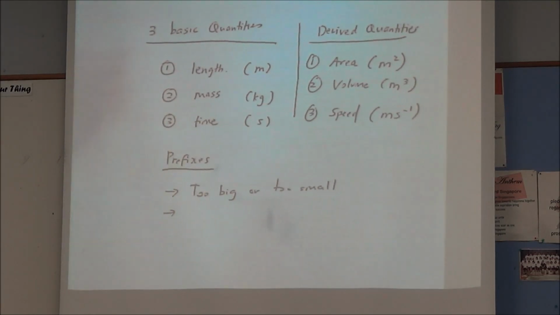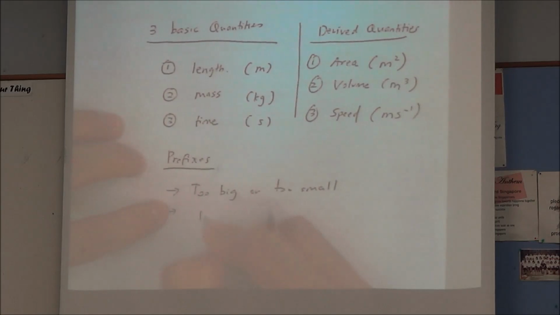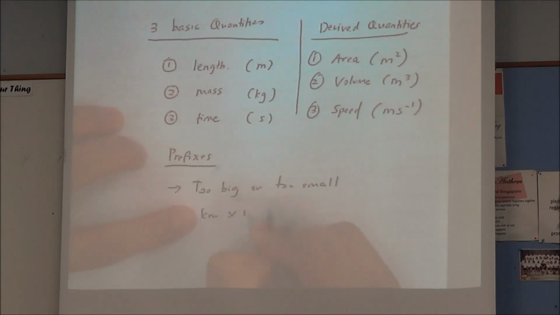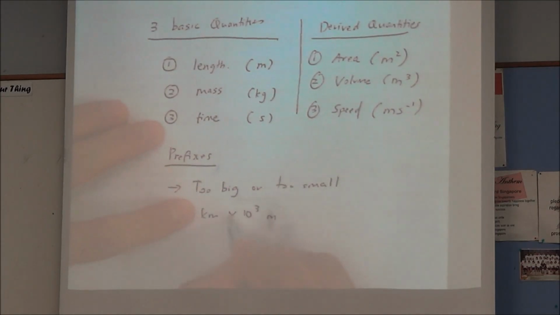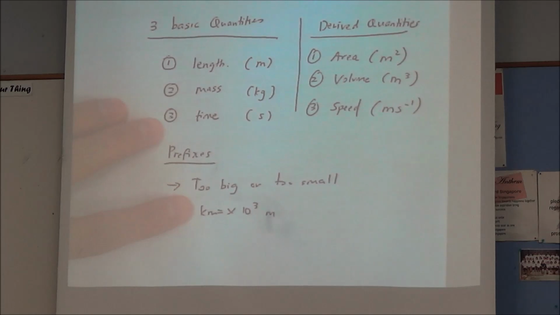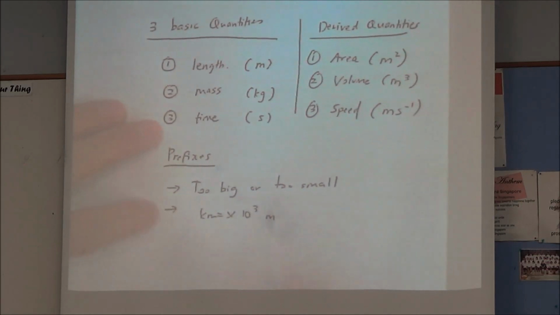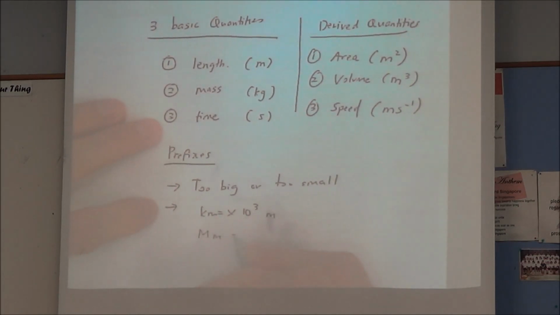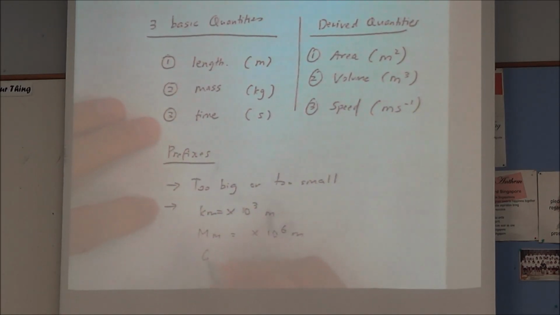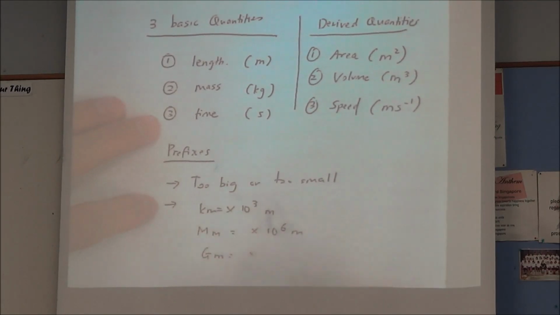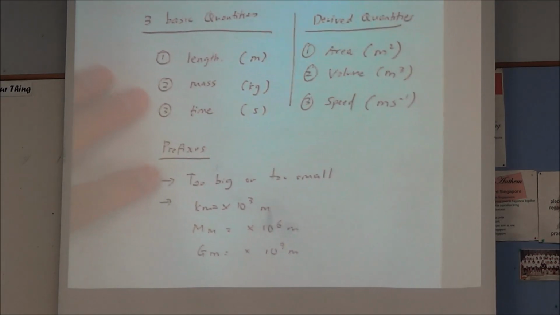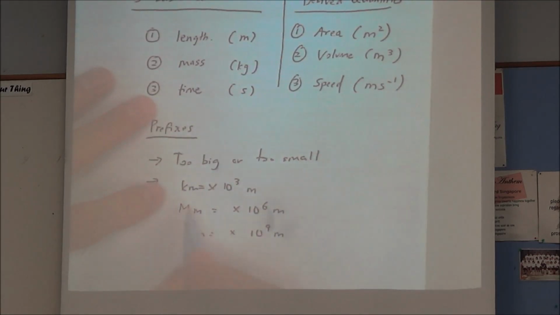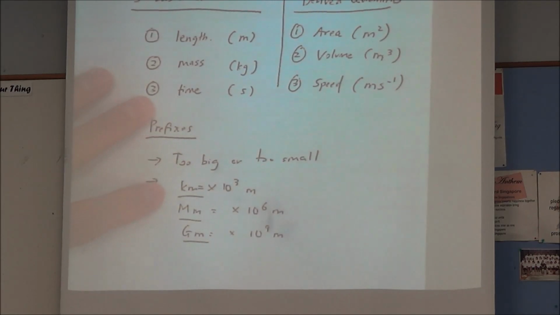For example, kilometer. Kilometer is times 10 to the power 3 meters. Megameters is times 10 to the power 6 meters. Gigameters is times 10 to the power 9 meters. So prefixes are important. You need to know these three by heart.